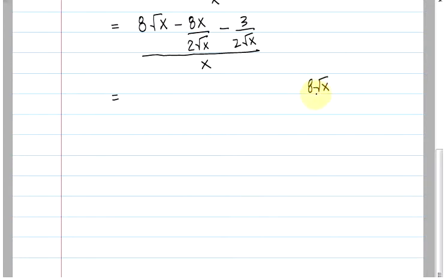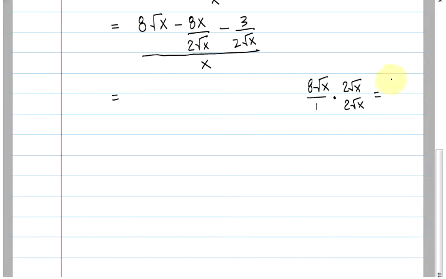So we can rewrite 8 square root of x as 8 square root of x over 1. Then we can multiply the numerator and denominator of this fraction by 2 square root of x to get a denominator of 2 square root of x. Remember, as long as you multiply the numerator and denominator by the same thing, this is totally legit.